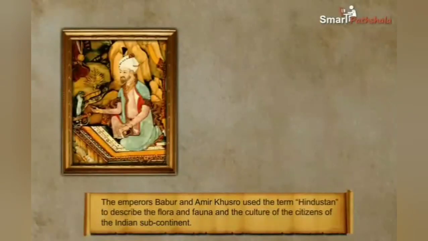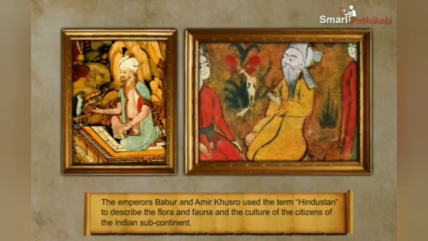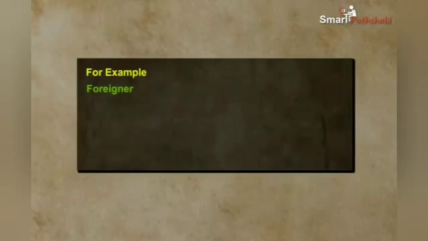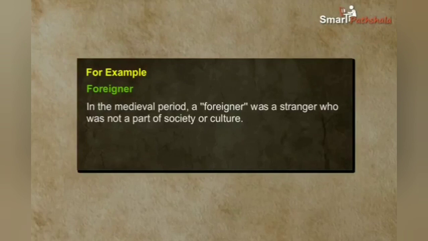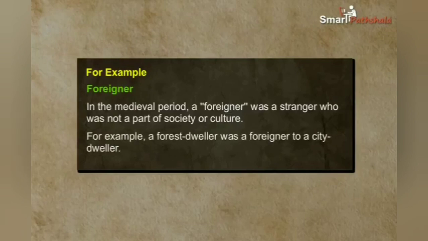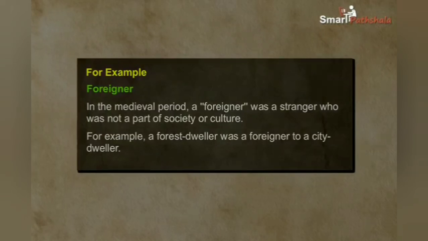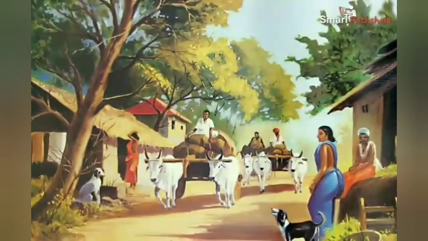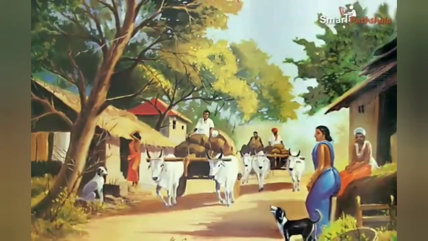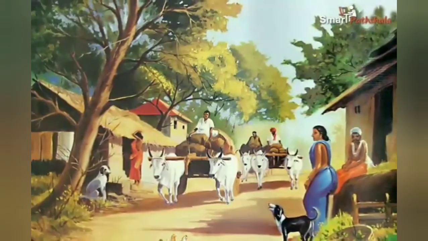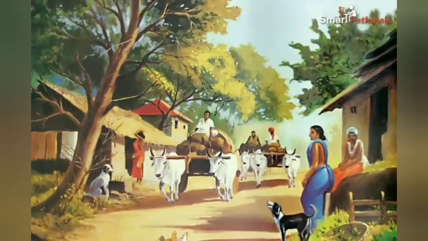The emperors Babur and Amir Khusro used the term Hindustan to describe the flora and fauna and the culture of the citizens of the Indian subcontinent. Another example is foreigner. In the medieval period, a foreigner was a stranger who was not a part of society or culture. For example, a forest dweller was a foreigner to a city dweller. In contrast, two persons from the same village were not foreigners to each other, even if they followed different religious or caste backgrounds.